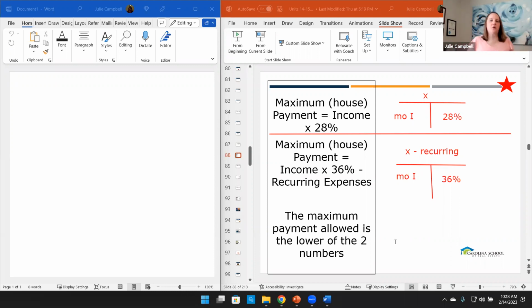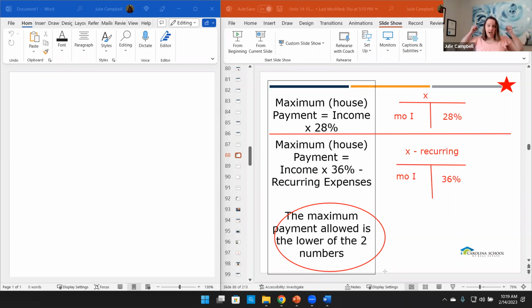When it comes to these problems, I tend to think of opposite world. When the problem asks you for the maximum payment, we're going to run both ratios. We're going to do the 28%, we're going to do the 36%. And opposite world says, when we're going to solve for the maximum payment, the borrower is going to get qualified on the lower of the two numbers. So we're going to have a number for the 28%, we're going to have a number for the 36%. And what the borrower gets qualified on is the lower of the two.